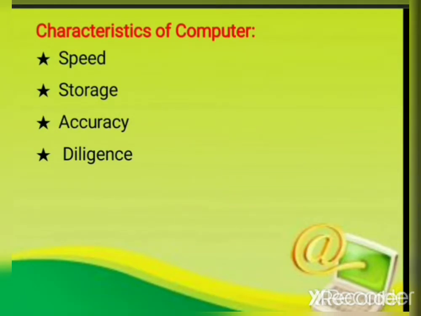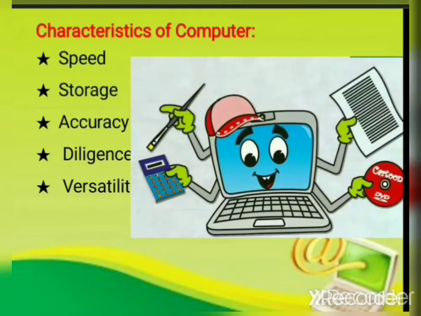Moving on to next one, that is versatility. It is the ability of computer to perform multiple tasks at the same time. It means a computer can perform many tasks at the same time. It can perform different tasks like scientific calculation, business processing. Even at the same time, you can play games and you can paint, etc.